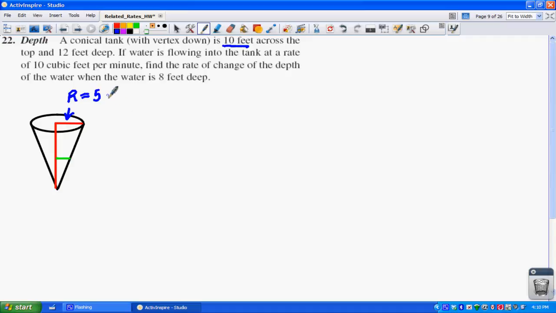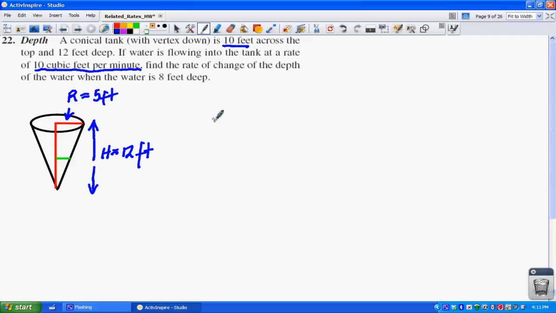All right, 5 feet. And then it tells you it's 12 feet deep. So the height, from here to here, let's call that big H equals 12 feet. Now, what the question is asking: water is flowing into the tank at a rate of 10 cubic feet per minute. What is the rate of change of the depth of the water when the water is 8 feet deep?